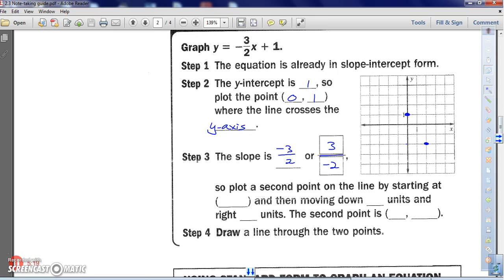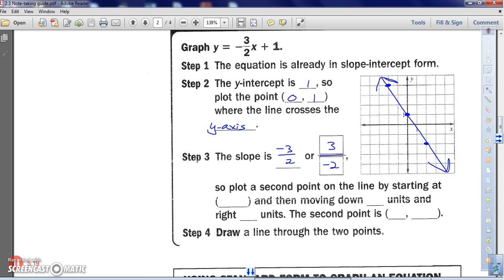On the other hand, if I used positive 3 over negative 2, the positive 3 on top for the rise would tell me to go up 3. And then a negative 2 on the bottom would tell me to go left 2. So that would put me at this point. So either way, you can see those line up in a straight line. So now I can go ahead and draw my line through those points.